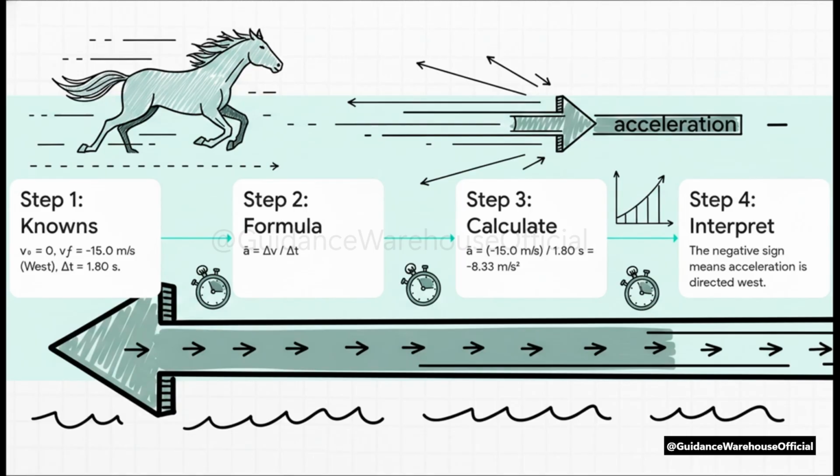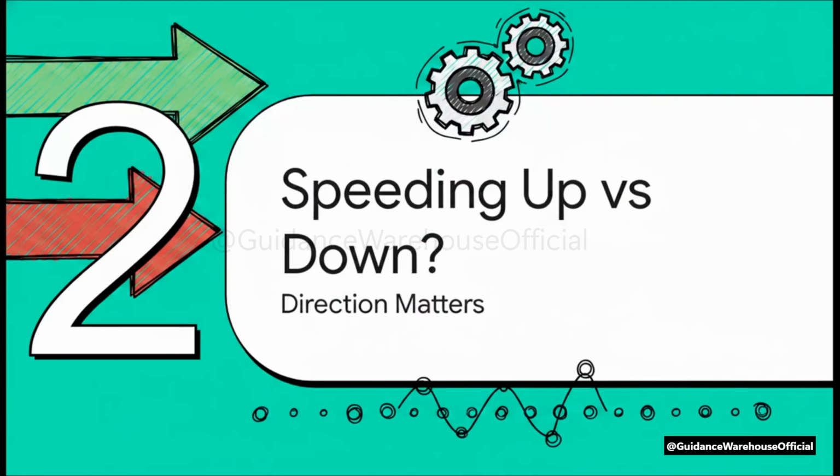Makes sense, right? You know, that last problem brings up something that trips up so many people. They see a negative acceleration and they instantly think, oh, it's slowing down. But is that always true? The answer is nope, not necessarily. So let's clear this whole thing up right now.